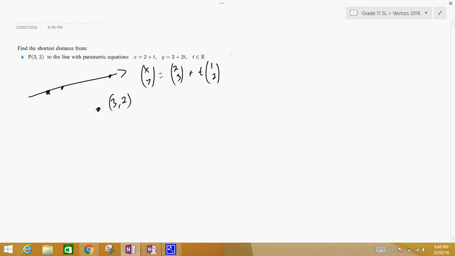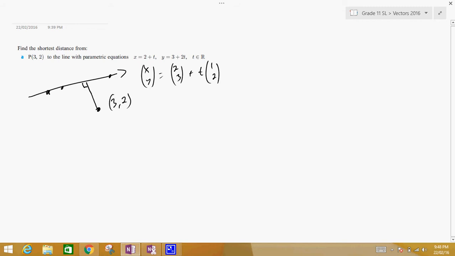Now what we're trying to do is find the shortest distance from this point to this line. Something that you should know is that the shortest distance from the point to a line will be a right angle, because every other line that goes to our line would be the hypotenuse, and the hypotenuse is always longer. So obviously the shortest distance would be a right angle.